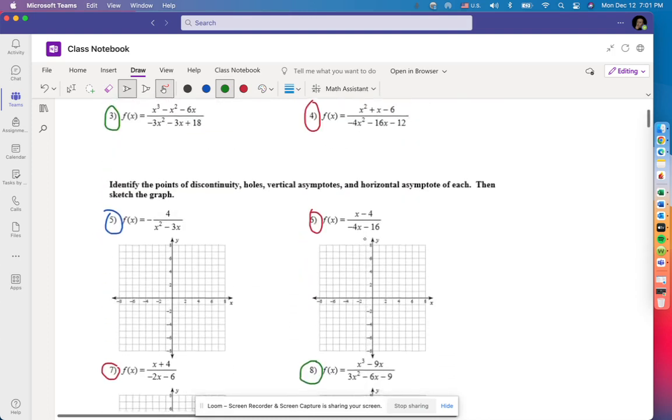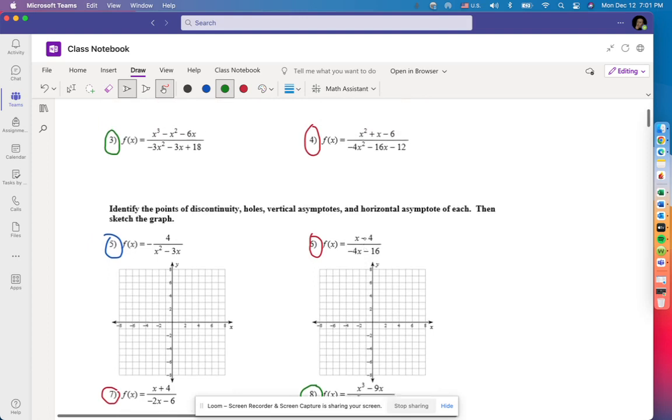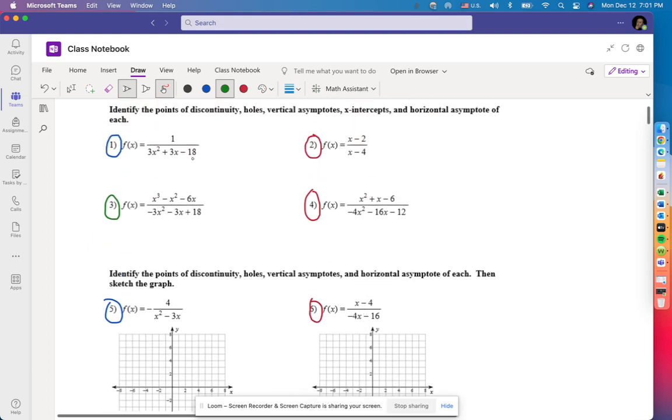Let's do one since we're talking about it. Let's do this one over here, the first one, to find the vertical asymptote. If I take this and factor it, I'm going to factor out a 3. Let's stay with the same color.